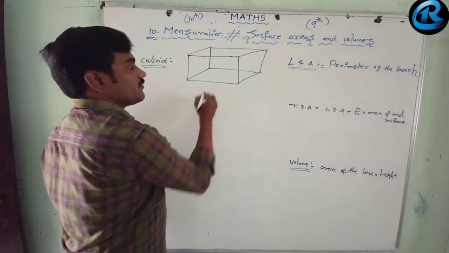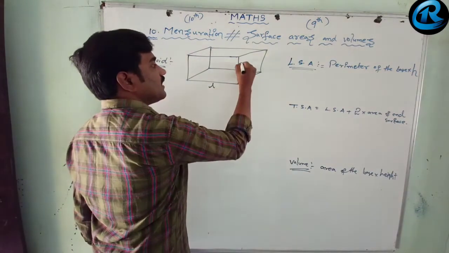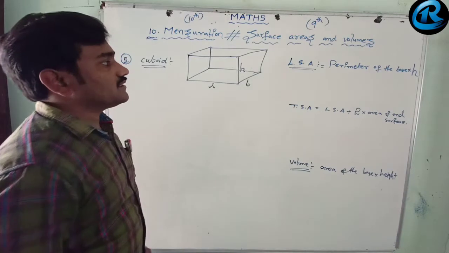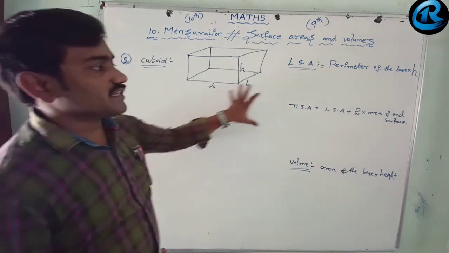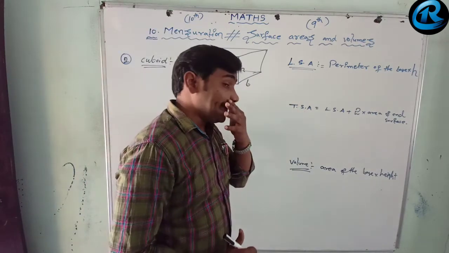In the cuboid there will be length, breadth and height. Then let us find out the lateral surface area, total surface area and volume of the cuboid.